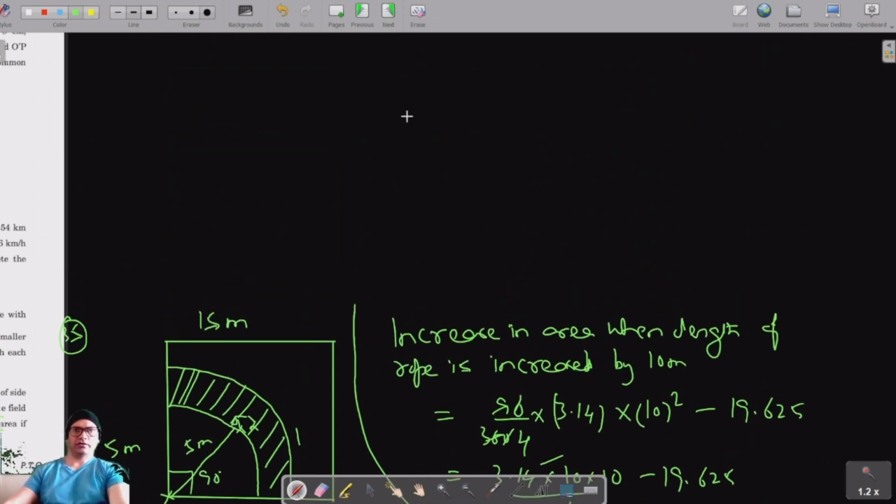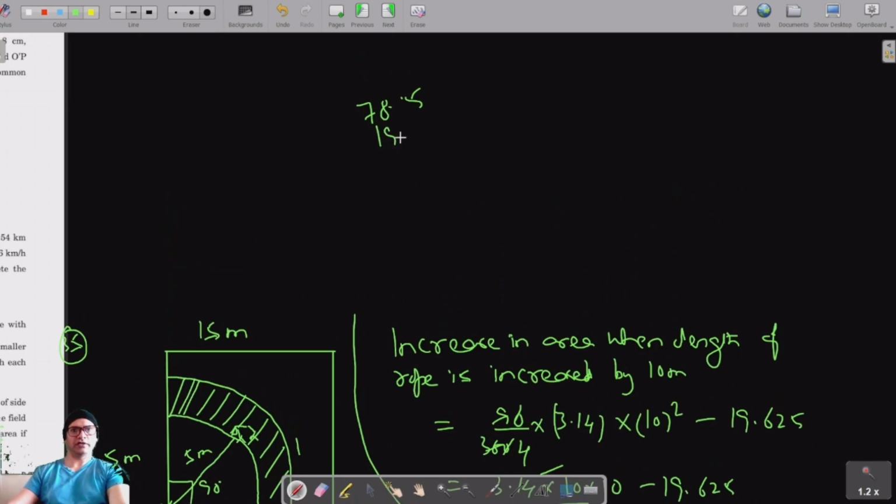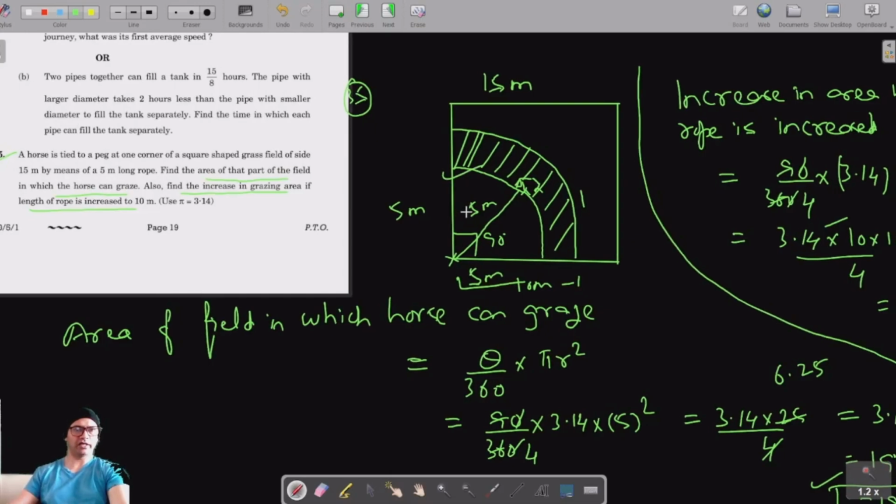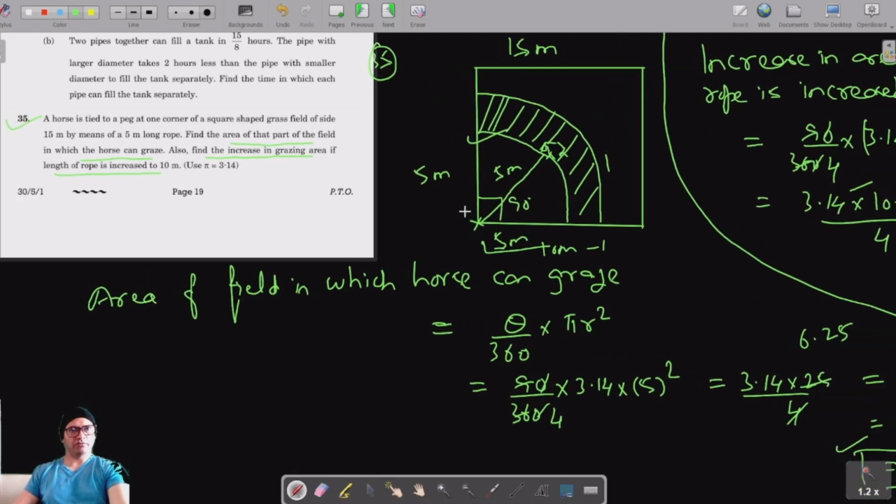Let's subtract it. So it's 78.5 minus 19.625, which is 58.875. So 58.875 meters square is the increase in the grazing area when the length of the rope is increased by 10 meter. Let's move on to section D.